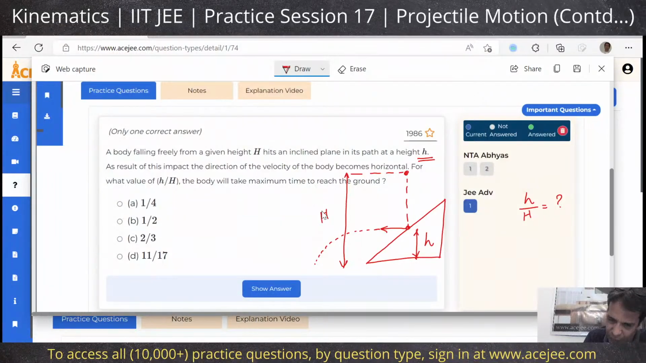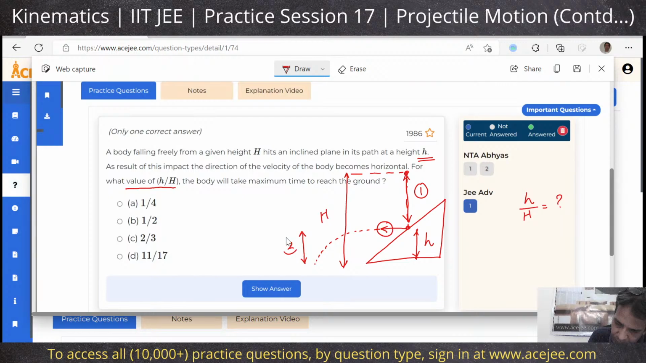Now, how much time does it take? For what value of h by h, the body will take maximum time to reach the ground? So let's understand what is determining that time. Does the horizontal component of the velocity have any effect on how much time the particle will take to travel this distance? No. Correct? No. Why do I say that? So for this second segment, this is my first segment of the journey.